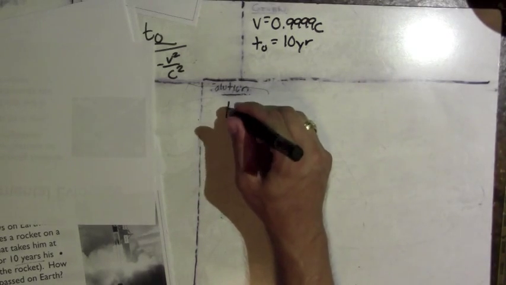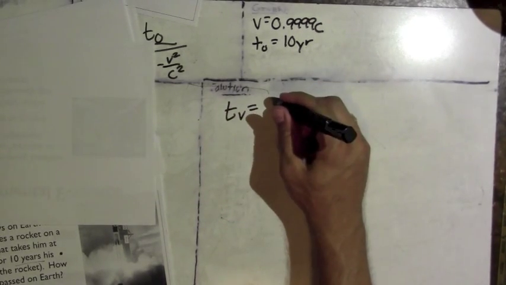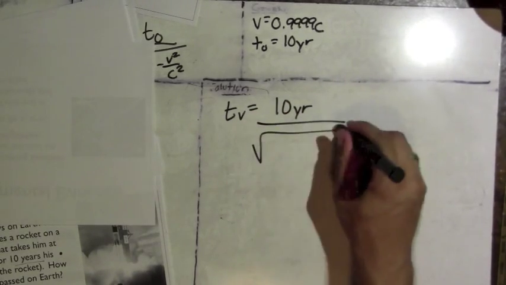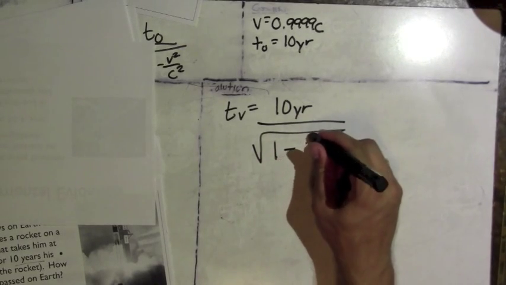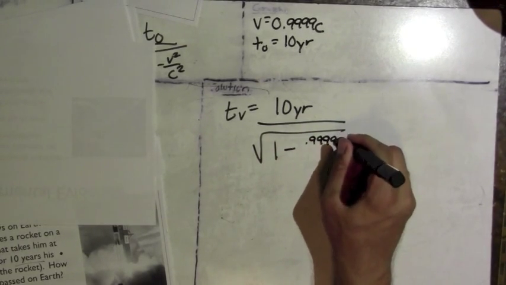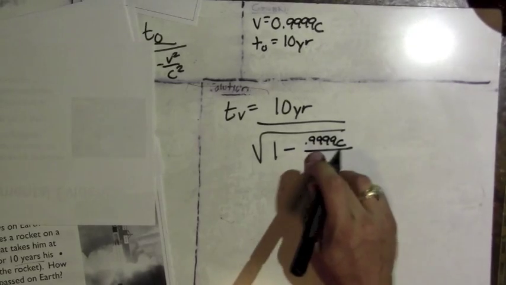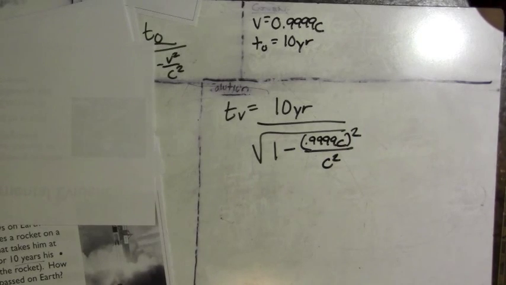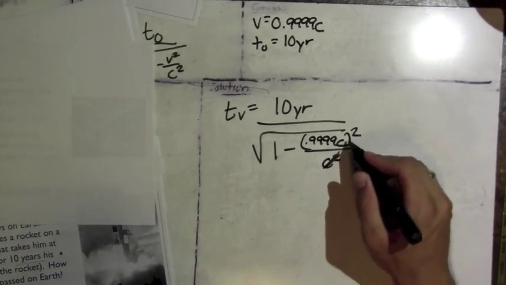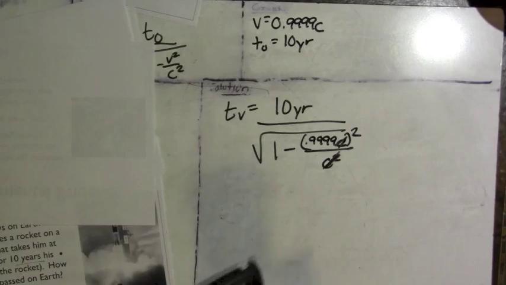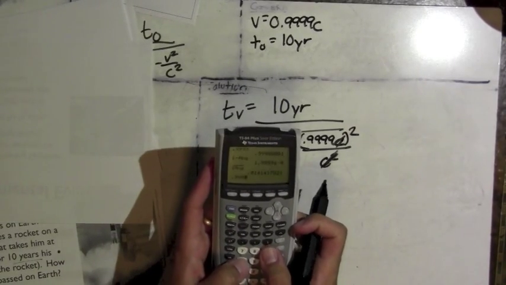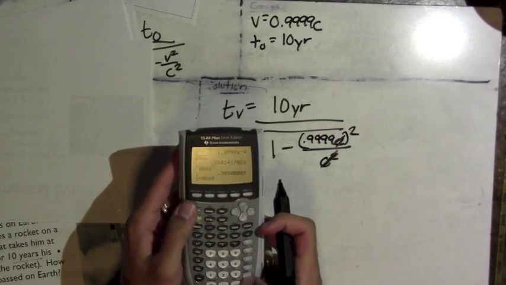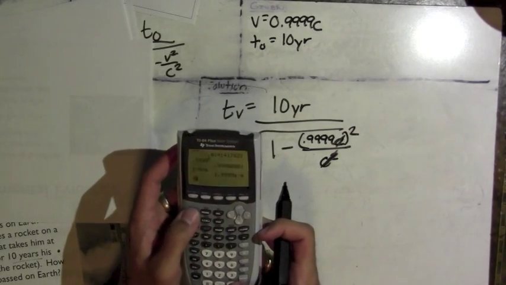We want to see how different Earth is going to be when we finish this journey. So what we're going to do is say our time that we're looking for is equal to 10 years divided by the square root of 1 minus (0.9999c) squared divided by c squared. Well, you should see that the c's are going to cancel out, and what you're left with is 0.9999 squared, 1 minus that value, and then you take the square root of it.